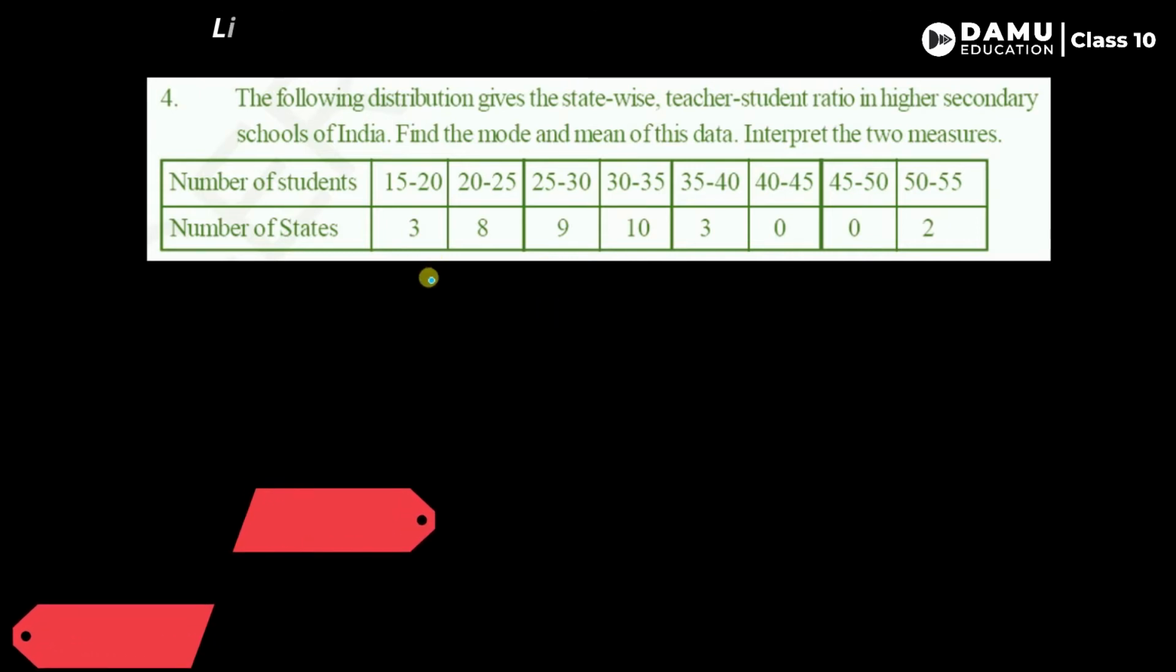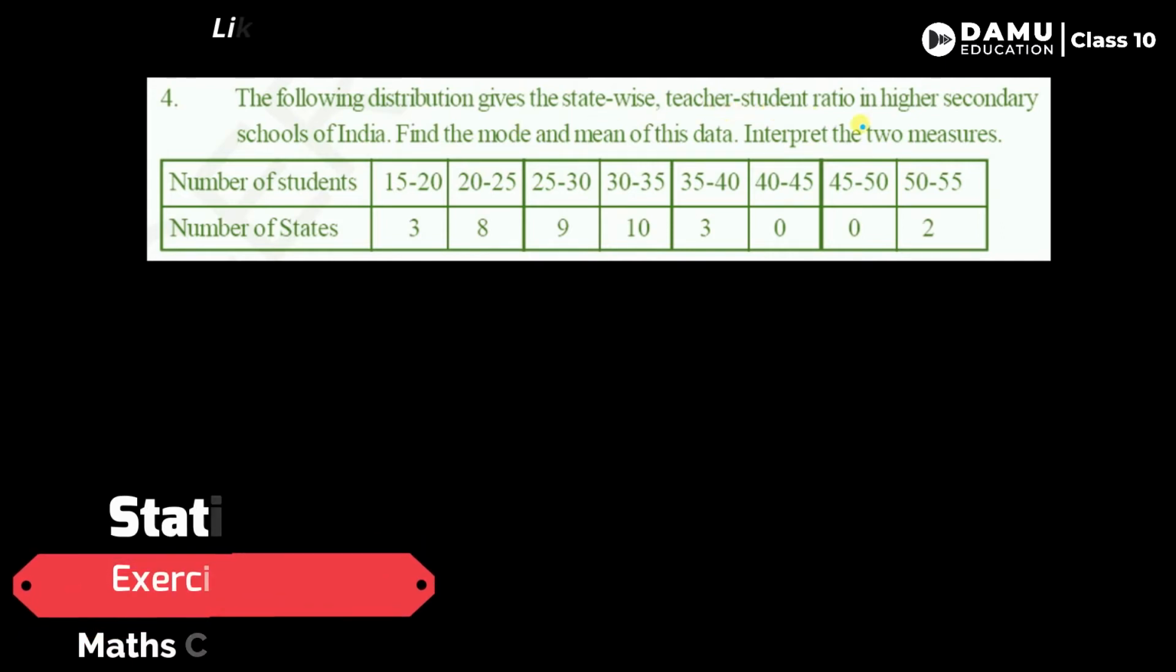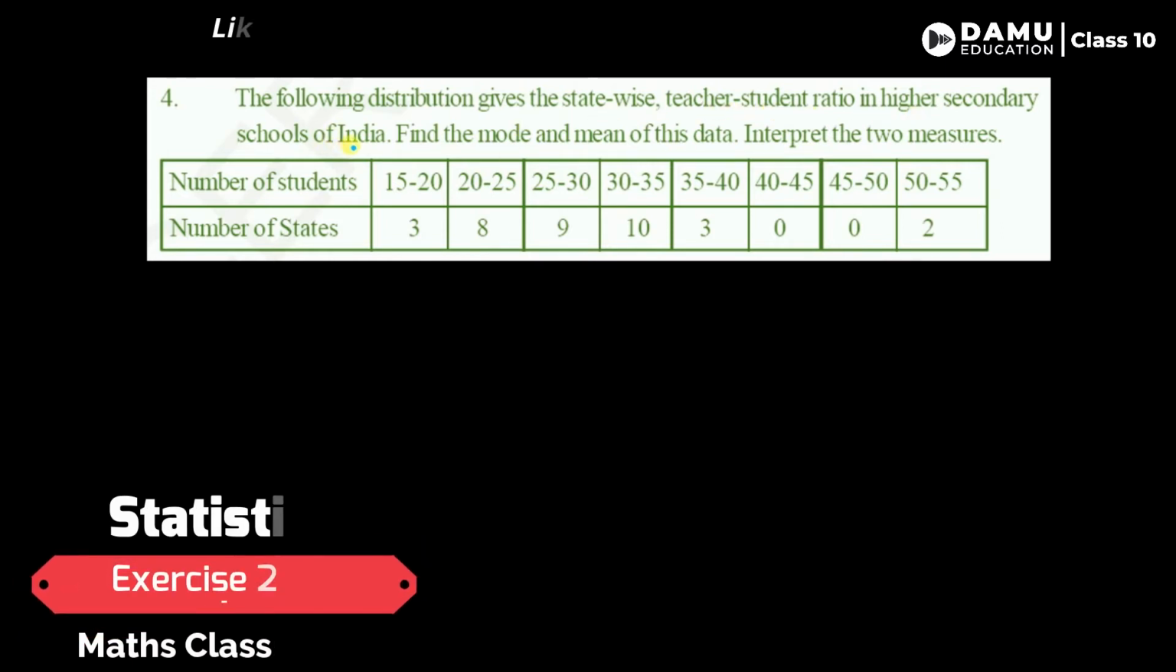So in this session, we are going to discuss our fourth question. The following distribution gives the state-wise teacher-student ratio in higher secondary schools of India. Find the mode and mean of this data. Interpret the two measures.